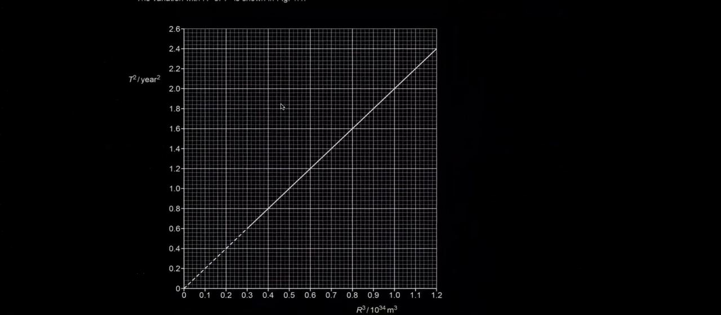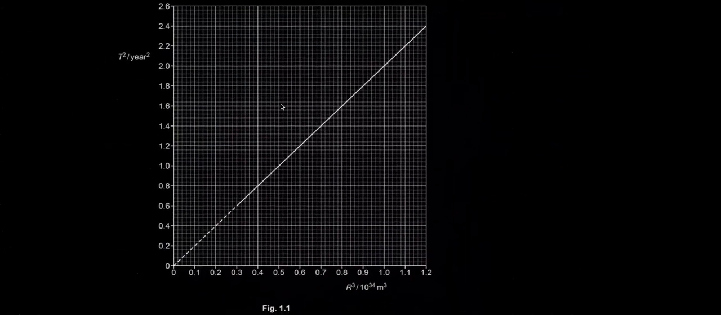Let me just zoom out a bit so we can see both these axes at once. On the y-axis, you have time squared, which is in units of year squared. And this is r cubed, which is in 10 to the 34 meter cubed. Since radius is supposed to be in meters in the SI unit, this is r cubed. So this unit is all right with us, but there is a multiple of 10 to the 34 here. And here, the time is not in SI units either, and this is also year squared.